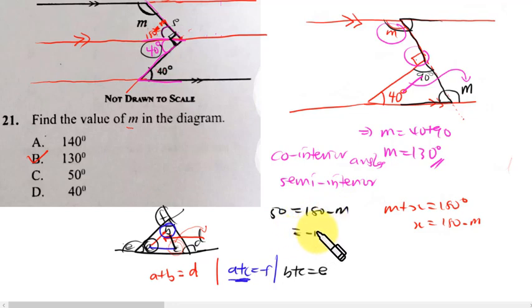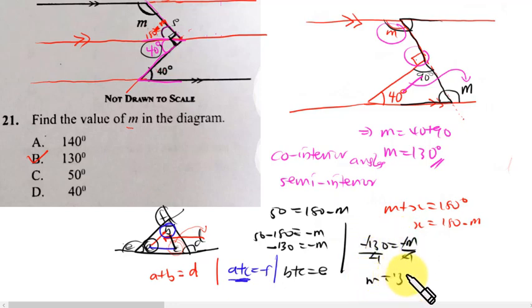We will have negative m here, then we have 50 minus 180 here, and when we take 180 from 50 we have negative 130, and this will also be negative m. So we have negative 130 equals negative m, and when we divide through by negative 1 we have m to be 130 again.